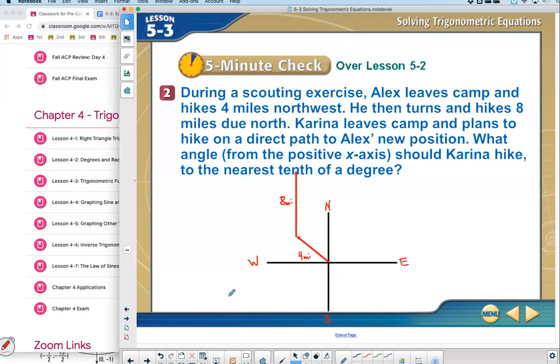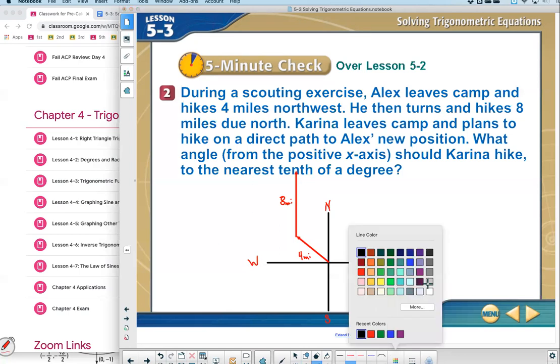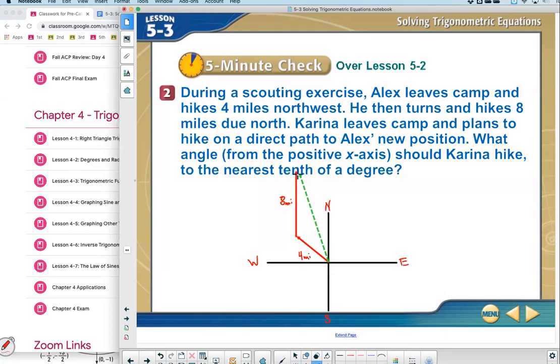We want to know what angle should Karina hike if she were going to try to meet Alex. So Karina sets off and says, I want to walk directly to Alex. I'll make Karina green. And so what's the angle she should walk from? It says the positive x-axis. That means basically from the east. This is what we're looking for. What is that angle there?